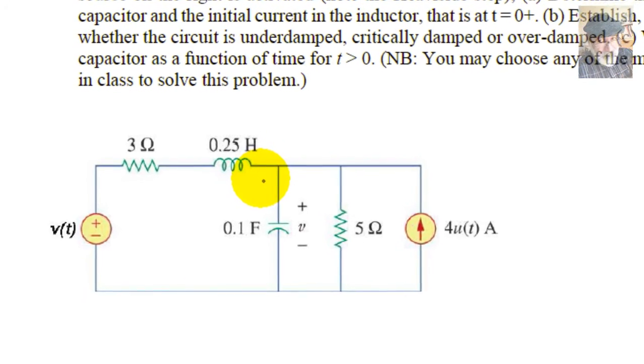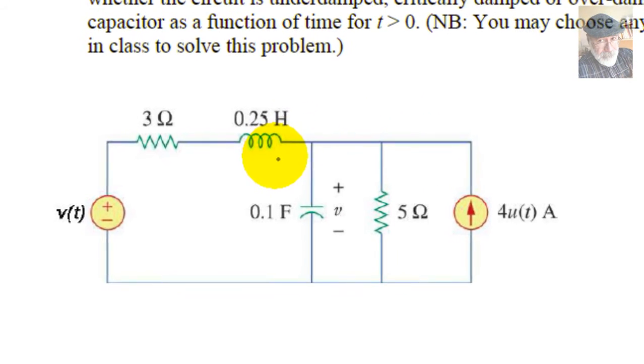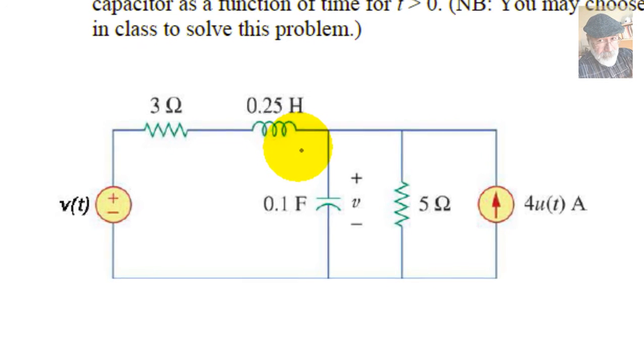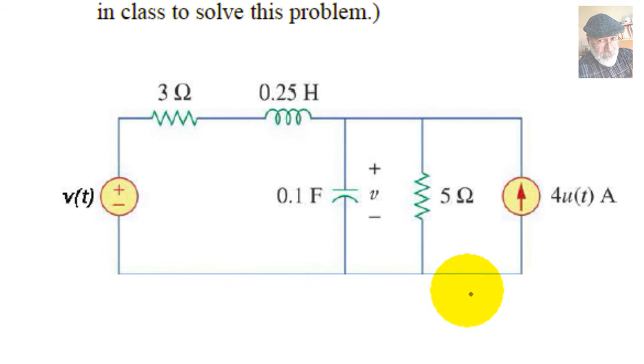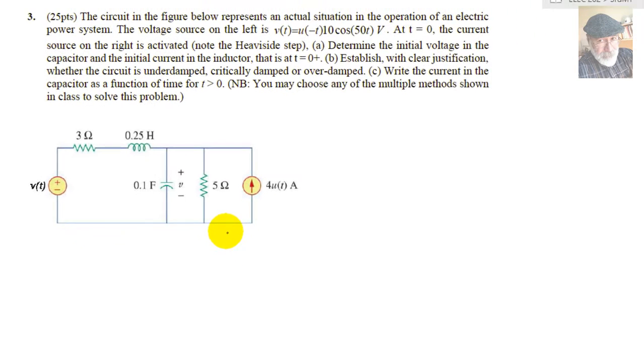But the only source in the circuit before t equals 0, that is the voltage source on the left, is a sinusoidal source, so the circuit is in AC steady state, and we can use phasors to solve for currents and voltages, and that is exactly what I'm going to do.